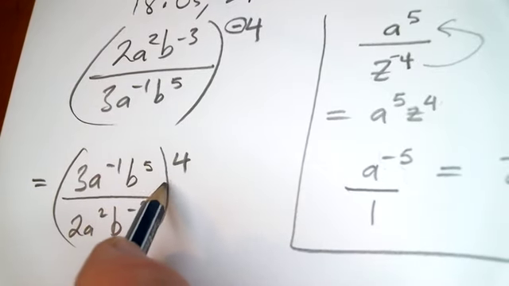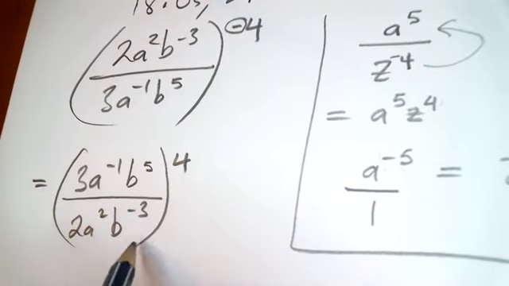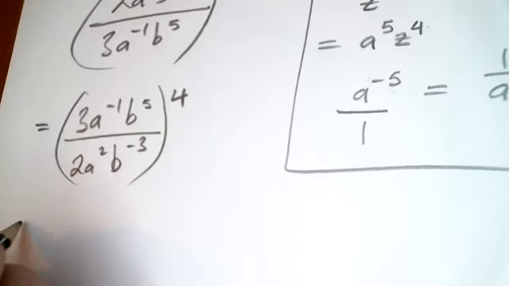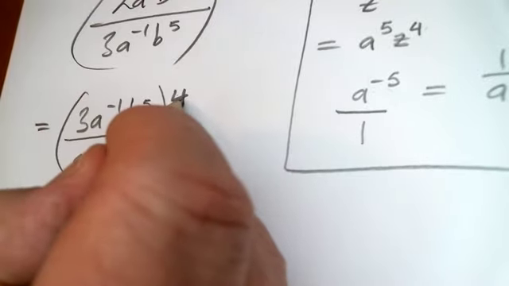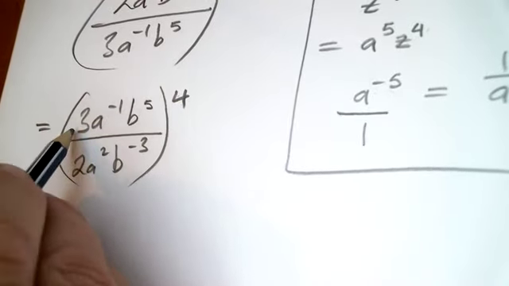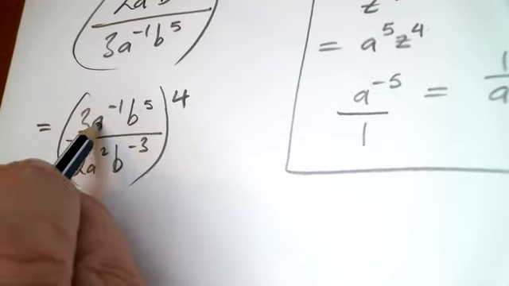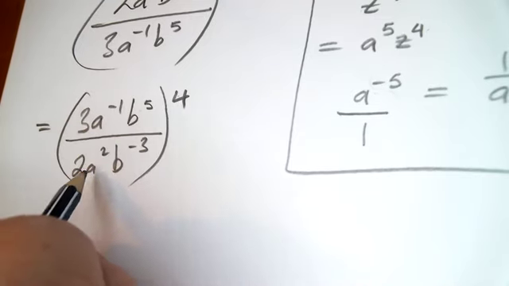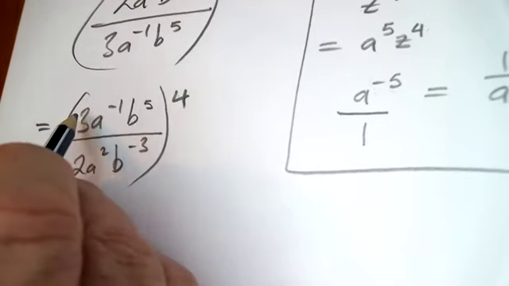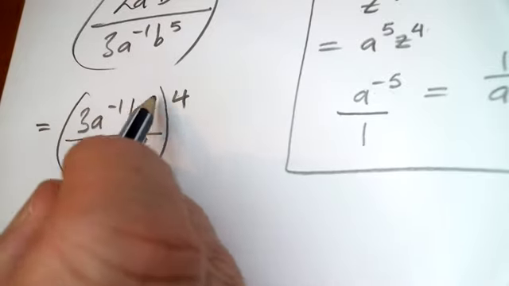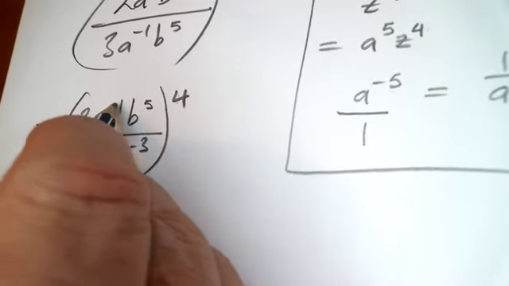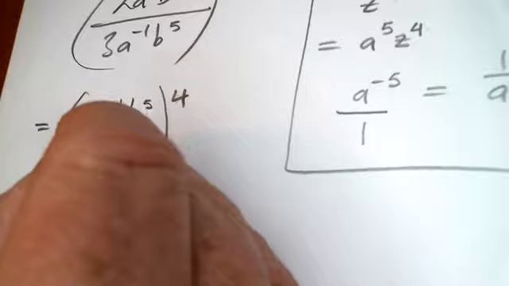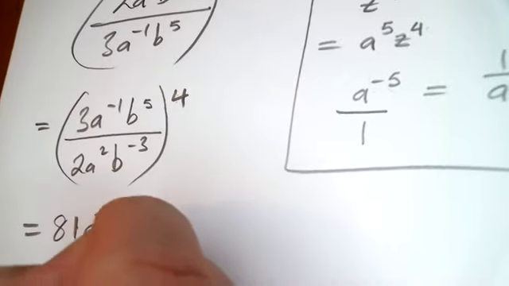Now, I need to multiply this by itself 4 times. Quickest way of doing that is simply to multiply all the powers by the power on the outside. But the coefficients, the things in front of the variables, like 3a, 2a, these need to be changed. These ultimately are going to be to the power of 4. So I've got 3 to the power of 4. That's going to be 81a. And I've got negative 1 times 4 is going to be negative 4. b, 5 fours are 20.